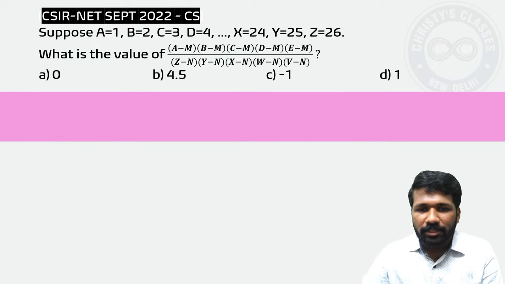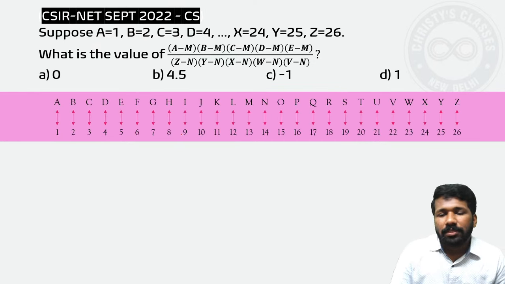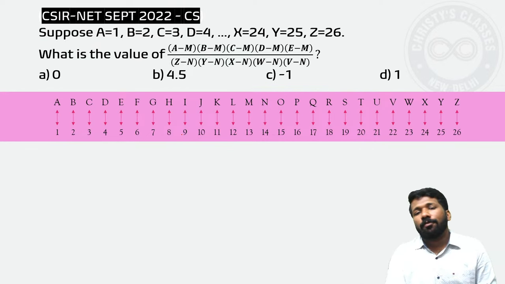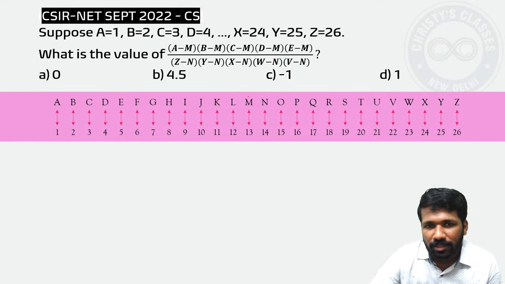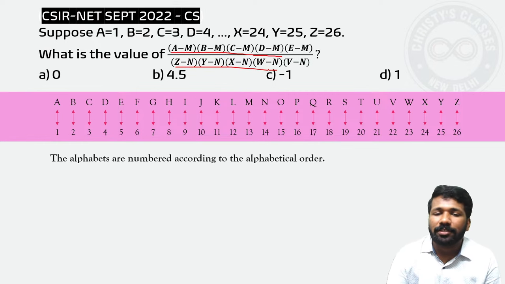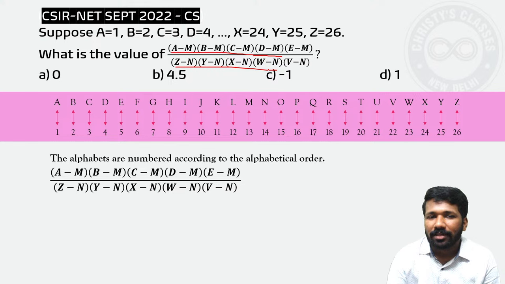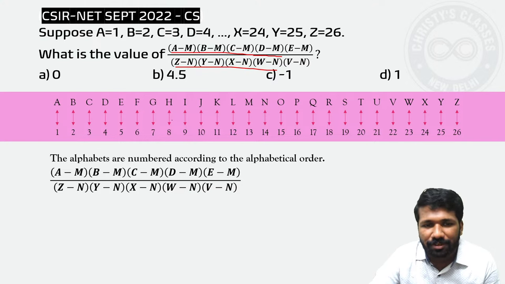Many of you got an answer for this question. Let us discuss. A is equal to 1, B is equal to 2, up to Z is equal to 26. I showed you the forward order already, and that forward order itself is mentioned in the question. That means by substituting that, you can get the answer here. You have to convert those letters into numbers. That is the idea, so just convert it. And I will tell you what you can do for improvising and getting the answer faster.